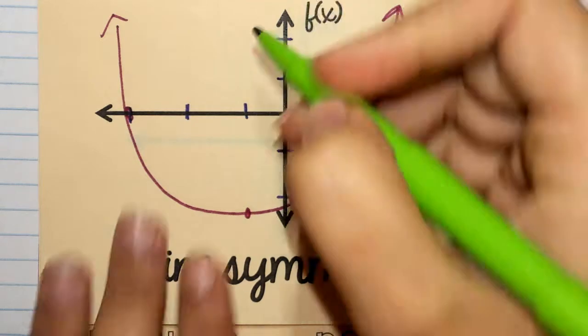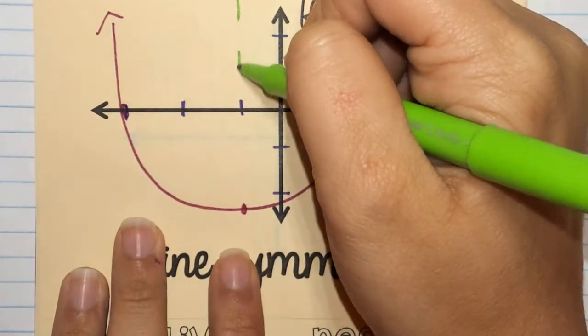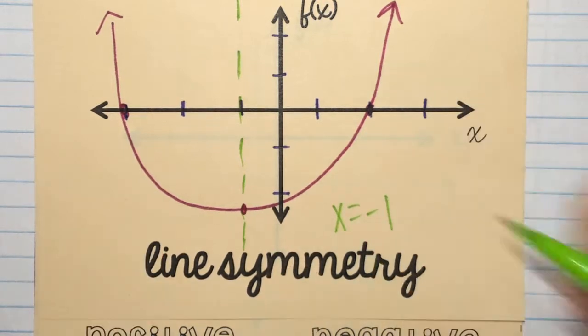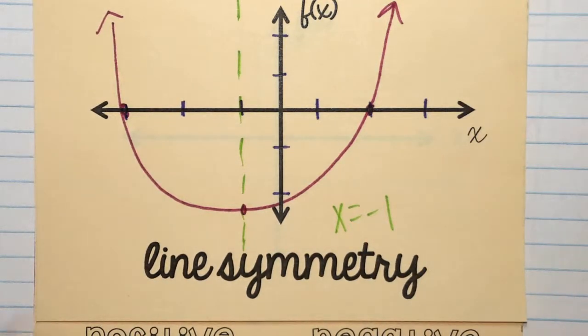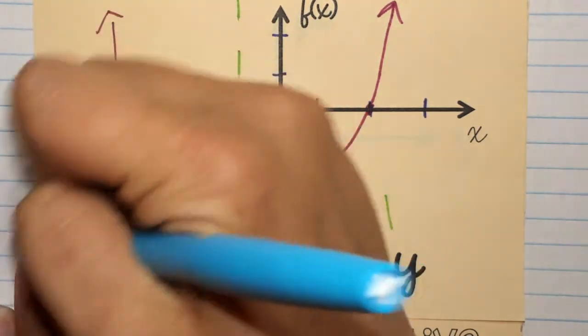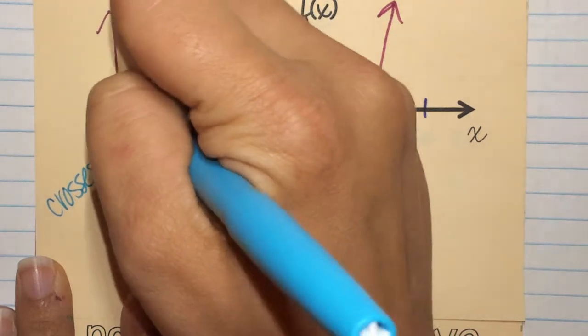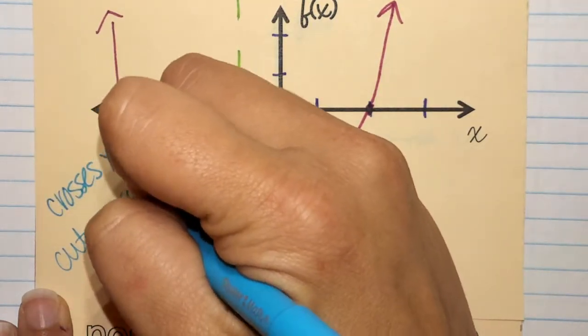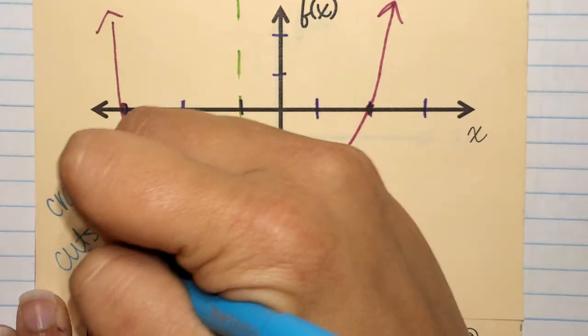Alright, so the line of symmetry cuts it in half. Now this line of symmetry is right here at x equals -1. So the line of symmetry crosses the x-axis and it cuts the graph in half.